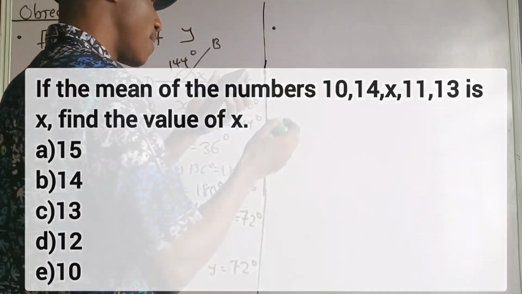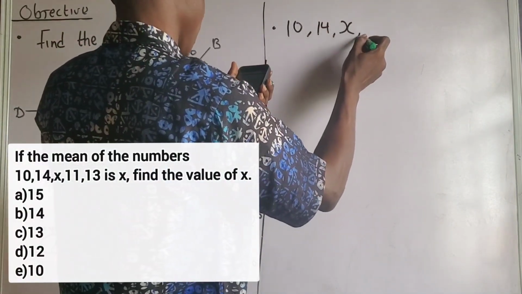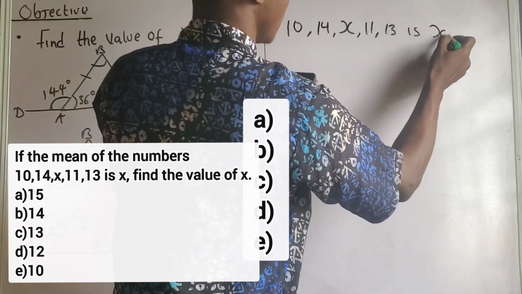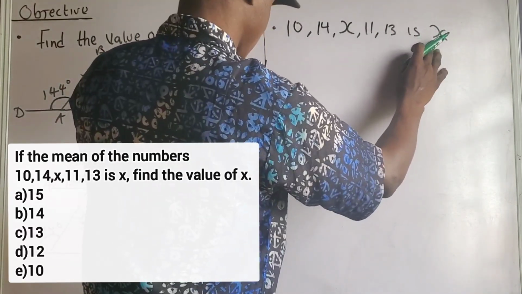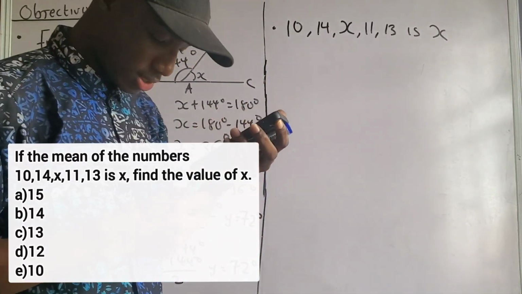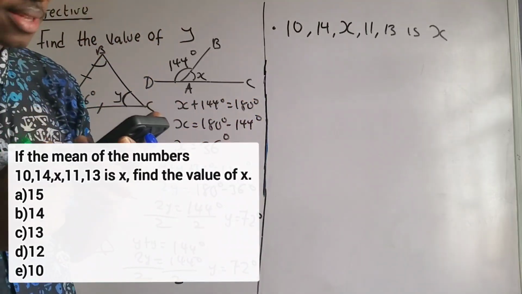The mean of the numbers 10, 14, x, 11, 13 is x. The mean of these numbers is x. We are asked to find the value of x. A 15, B 14, C 13, D 12, E 10.